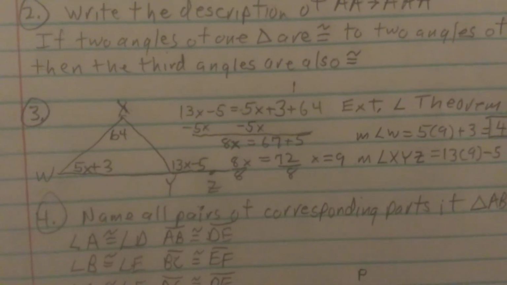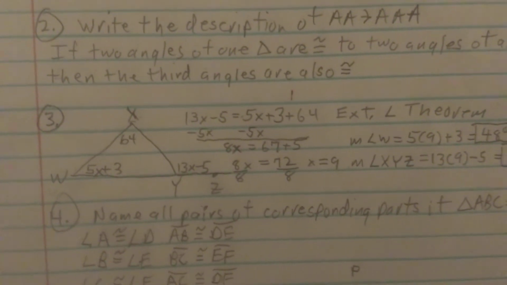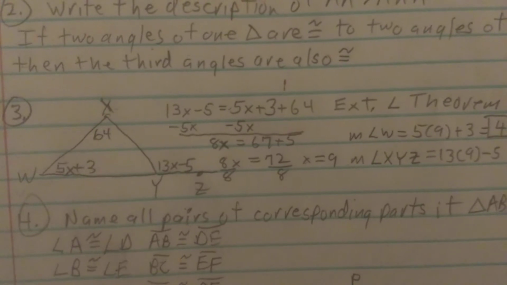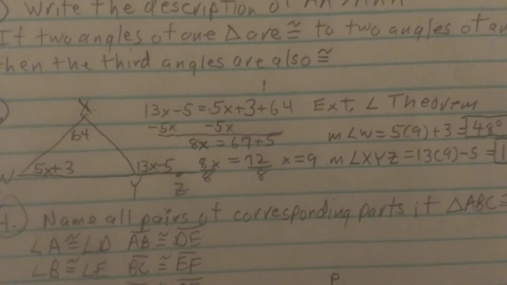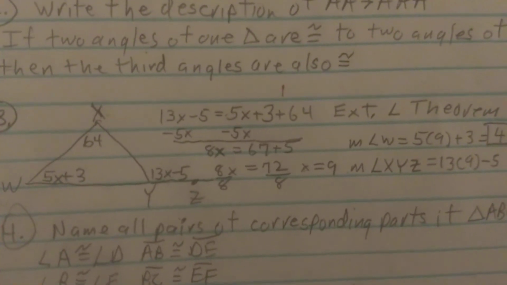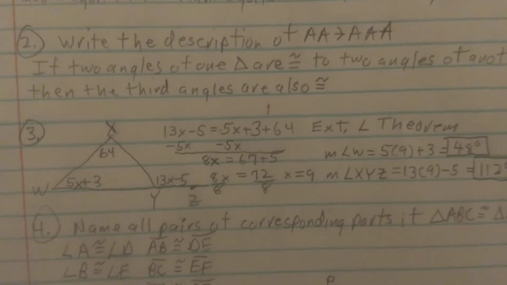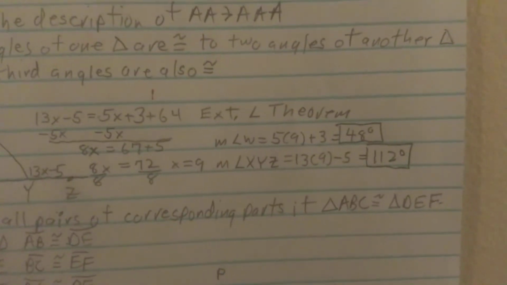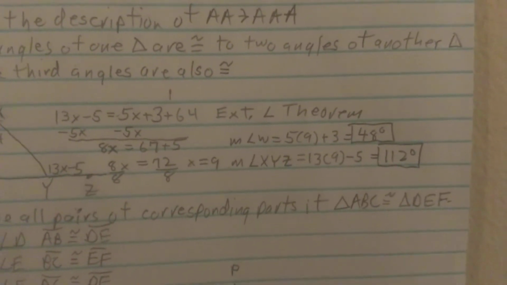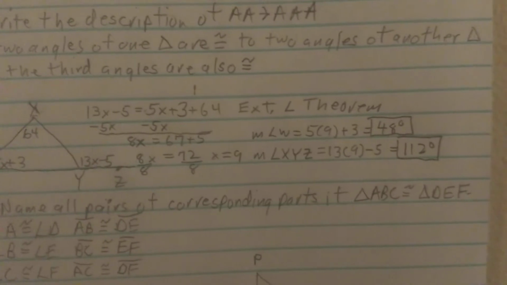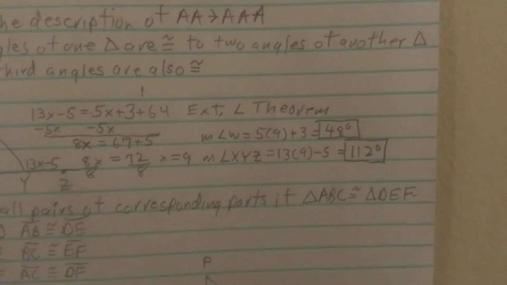We see the angle XYZ, 13x minus 5, is equal to the 2 remote interior angles, 5x plus 3 plus 64. So solving for the algebra, we subtract 5x from both sides, and we get 8x is equal to 67, and we add the 5 over. So 8x is 72, or x is 9. Then angle W, which is the 5x plus 3, is 5 times 9, the x, plus 3, which is 48. And the measure of XYZ, the exterior angle, is 13 times 9 minus 5 on your calculator, which is 112 degrees.